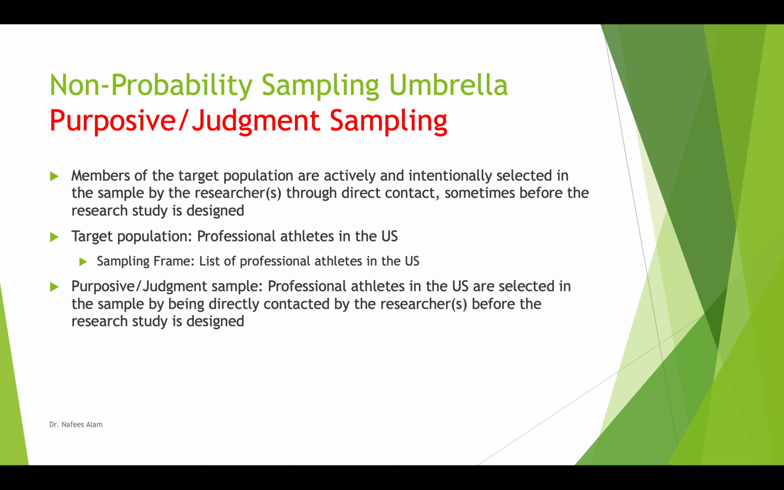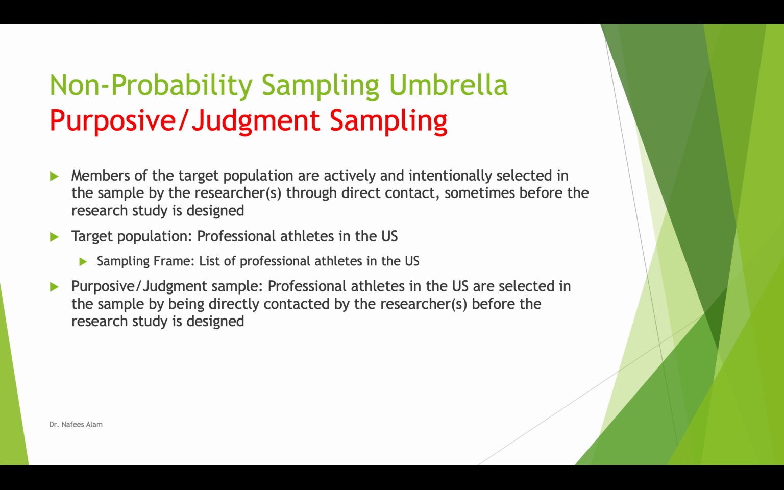Next, under the non-probability sampling umbrella, we've got purposive or judgment sampling. This is when members of the target population are actively and intentionally selected in the sample by the researchers through direct contact, sometimes before the research study is even designed.